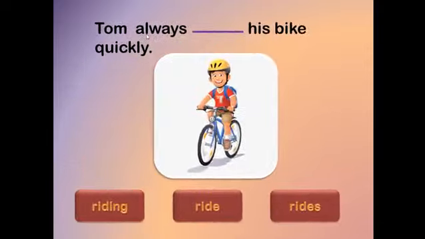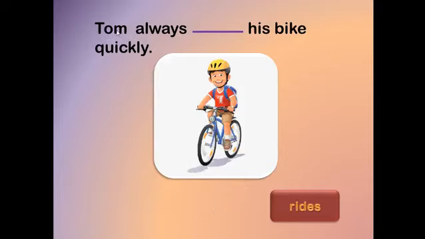Okay, Tom always something his bike quickly. So always here, this is an adverb of frequency, so this is a keyword. I use the present simple. Okay, can I say Tom always riding his bike? Is this the present simple? No. So Tom, he is a he, right? So my subject is he. Can I say Tom always ride his bike only? No, we said if my subject is he, she, or it, I add an s at the end of my verb in the present simple. So Tom always rides his bike quickly. Okay.